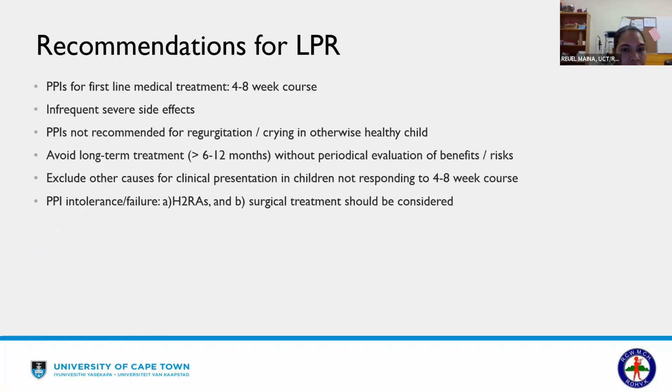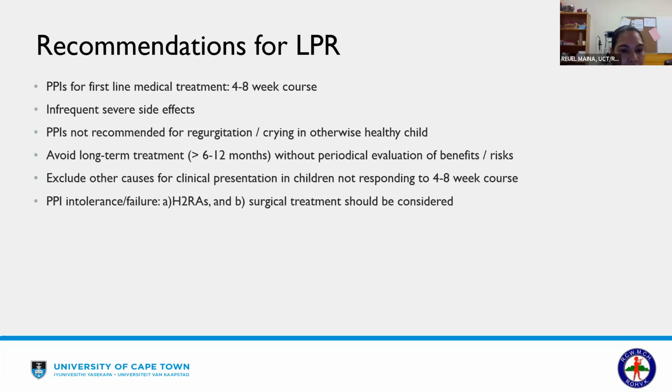So the recommendation at the moment for LPR, like I said, is that PPIs, or proton pump inhibitors, are first-line medical therapy, used for a 4 to 8 week course. This is obviously for children. And usually if you do a 4 to 8 week course, there's infrequent resultant severe side effects.